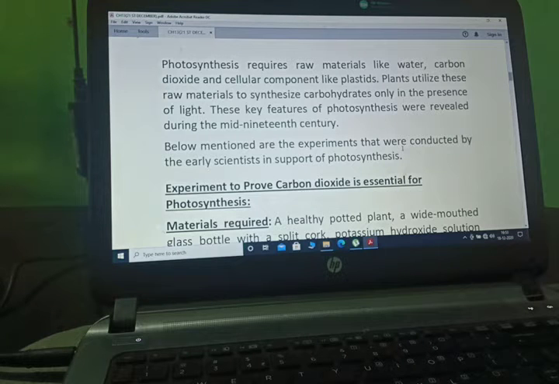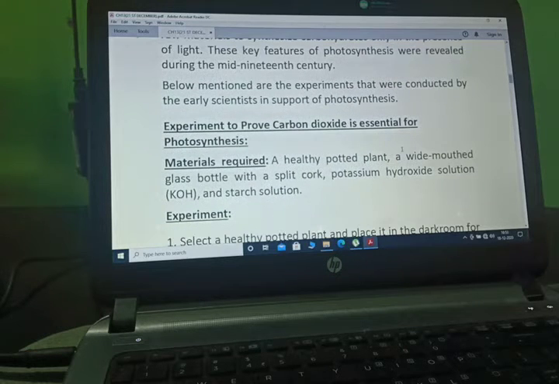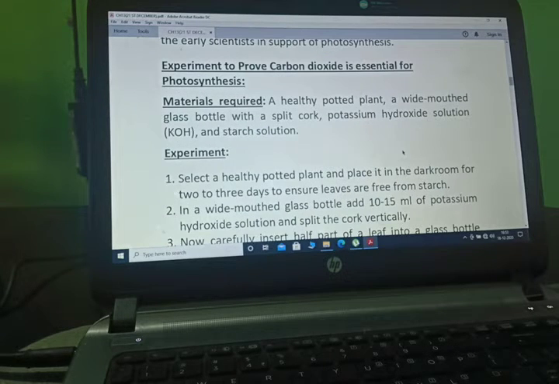Photosynthesis requires raw materials like water, carbon dioxide, and cellular components like plastid, that means chlorophyll. Plants utilize these raw materials to synthesize carbohydrates only in the presence of light. These key features of photosynthesis were revealed during the mid-19th century. Below mentioned are the experiments that were conducted by the early scientists in support of photosynthesis.